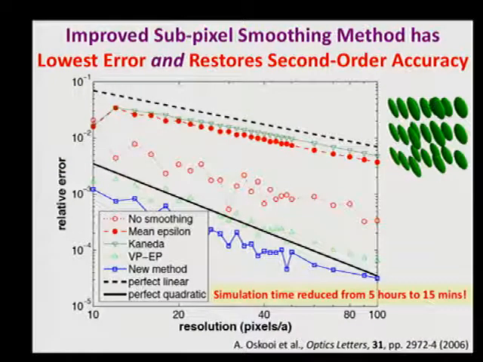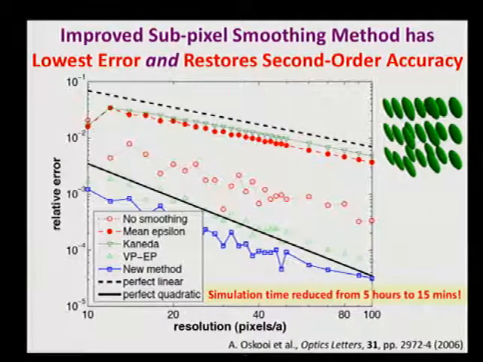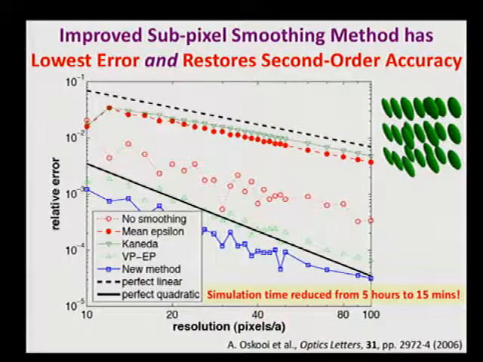We then compared our subpixel smoothing method, shown as the blue squares, to those that were previously published, and demonstrated that not only did our method produce the lowest errors, but it finally restored the second-order accuracy of the underlying discretized equations. This accurate subpixel smoothing method enables the size of simulations to be significantly reduced. In this case, reducing the simulation time of this three-dimensional structure from 5 hours to just 15 minutes.